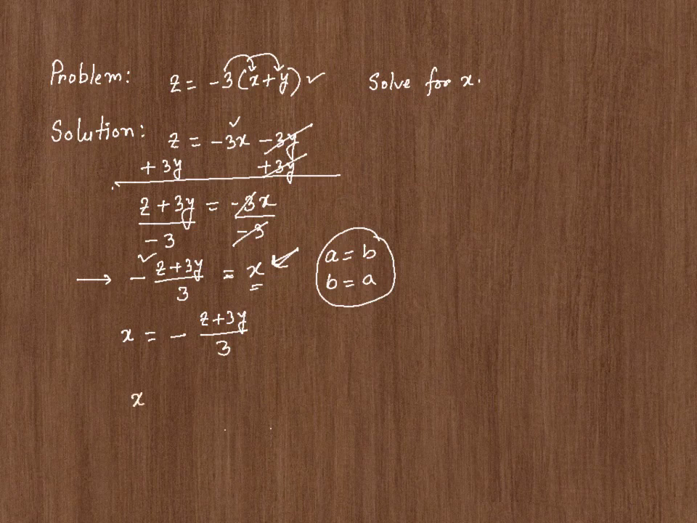But another form of this answer could be negative z minus 3y over 3. Instead of putting the negative sign up front, I could just distribute it. So this is like saying negative (z plus 3y) over 3 from here to here, and then I use the distributive property. Remember, negative in front of the parenthesis is the same as negative 1. So I multiply everything inside the parenthesis by negative 1.